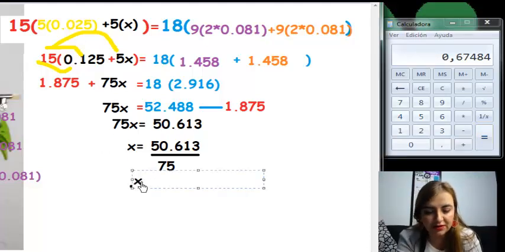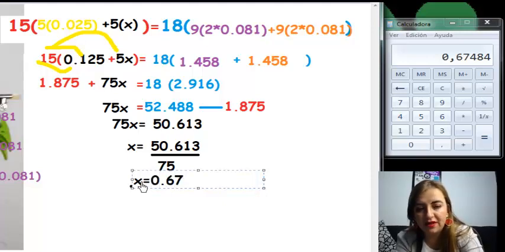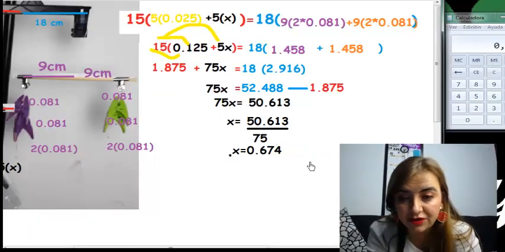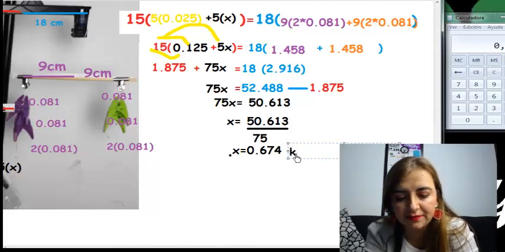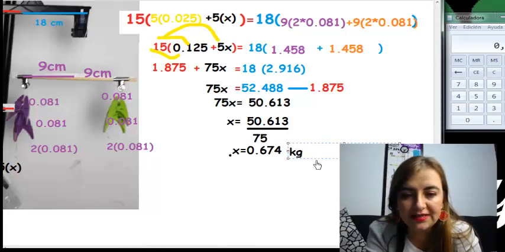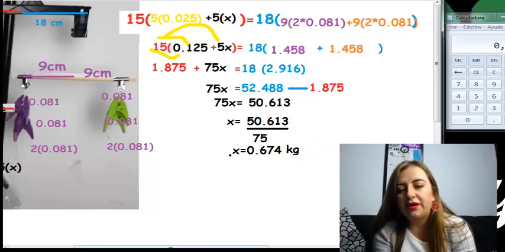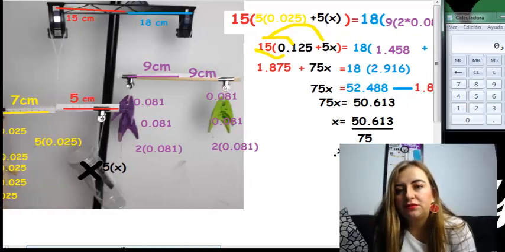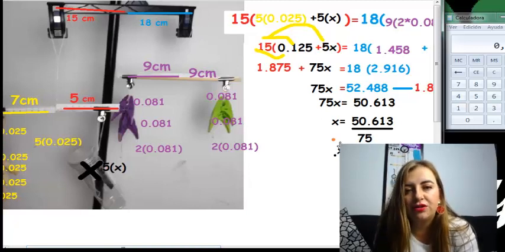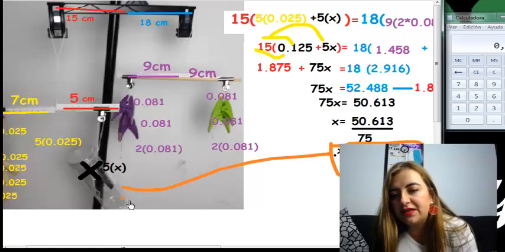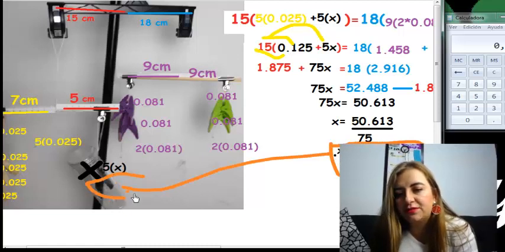So in this case, the value of x is going to be equal to 0.674. Okay, I'm just going to write 3 numbers. So yeah, kilograms. We are talking about kilograms, remember guys? So this is the measure that the barrel I have here weighs. So the measure that we just found is this barrel. So this is the weight of this barrel.